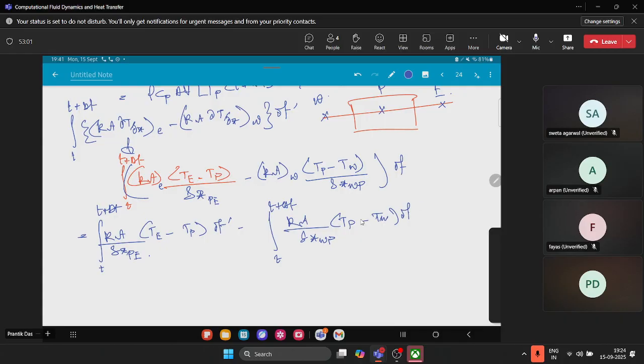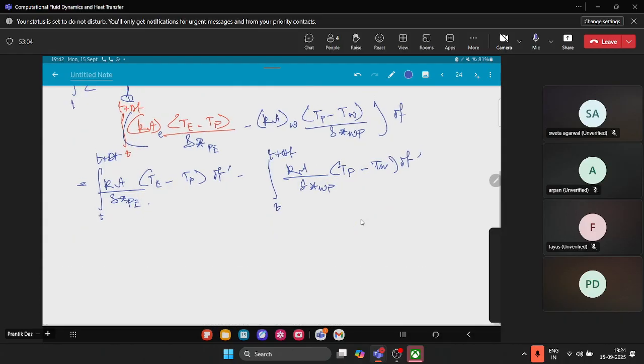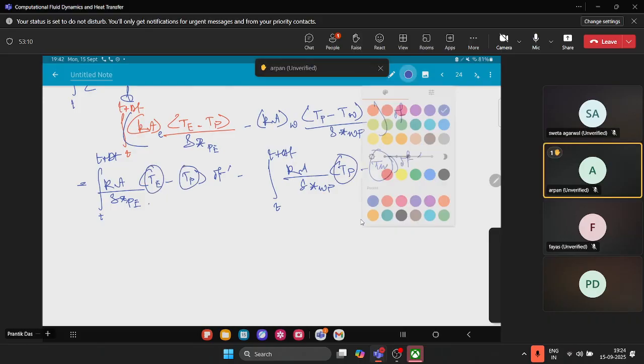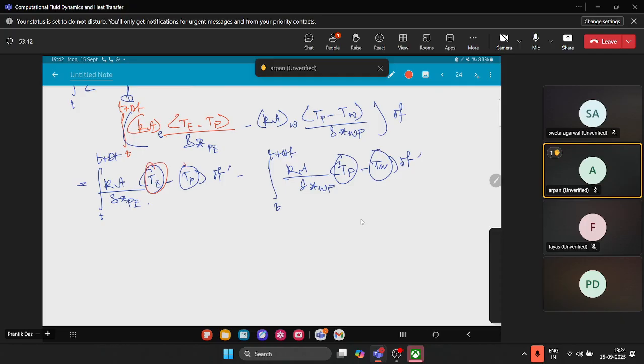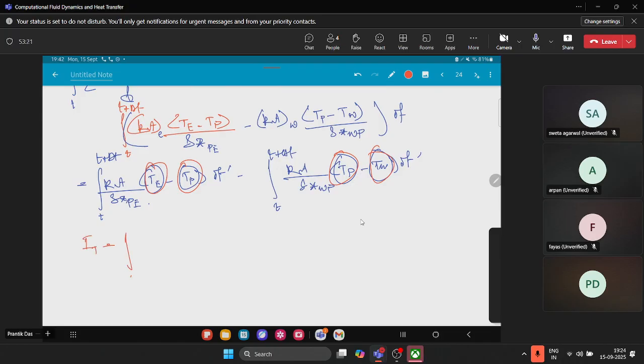Okay. So now what we are seeing is that we have to find out the time integral of T, Tp and Tw. So we have to define how to find out the time integral, which is basically the integration of the variable inside. So this is Tp, dt prime. I'm defining it as theta Tp at T plus delta T, plus 1 minus theta, Tp at T.